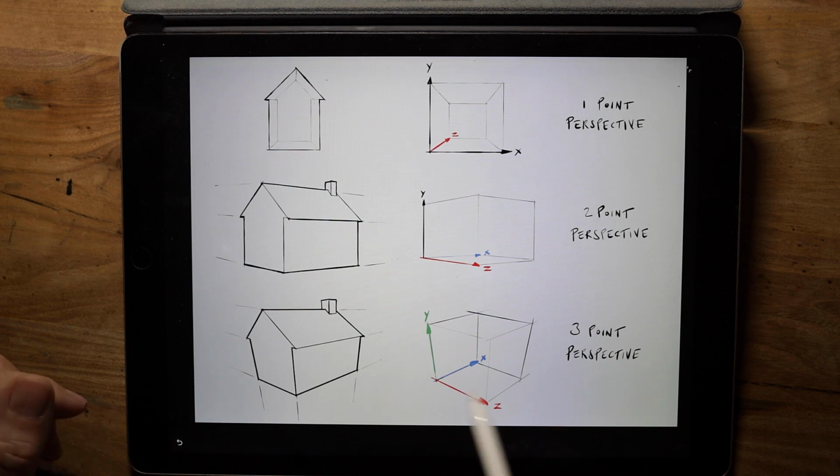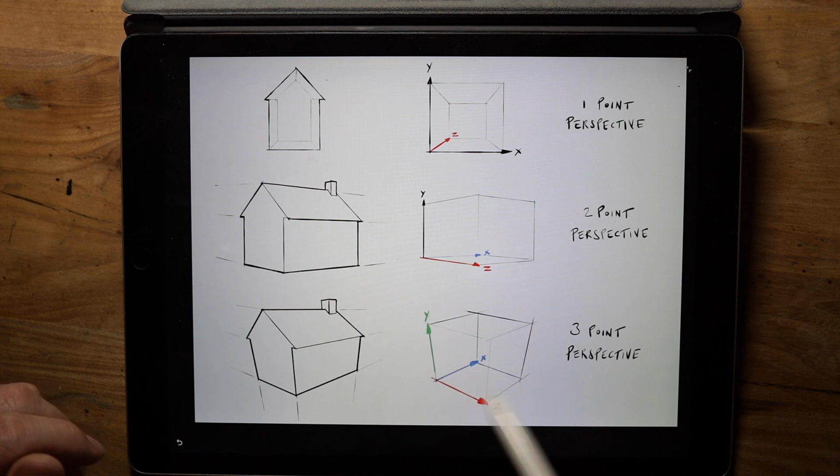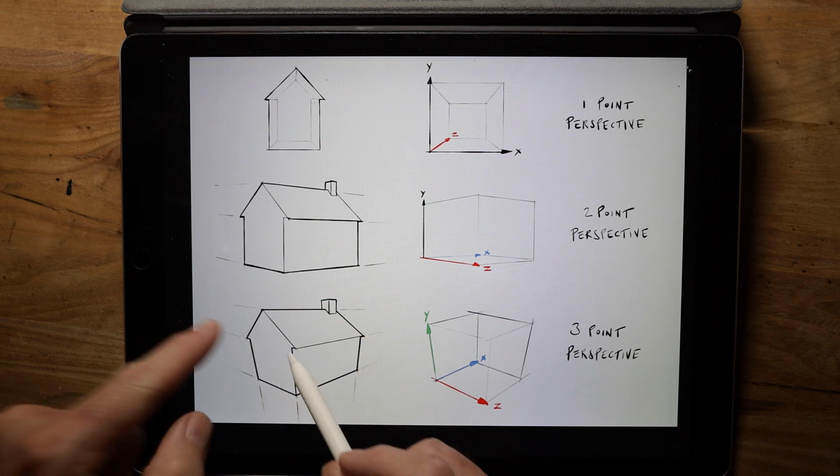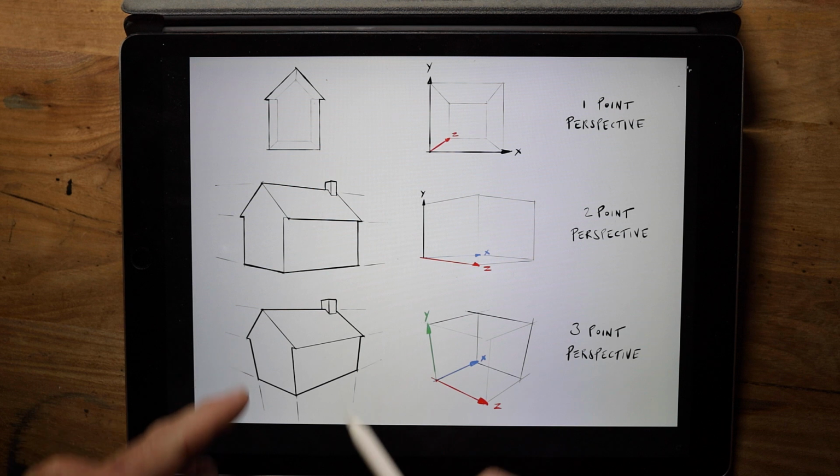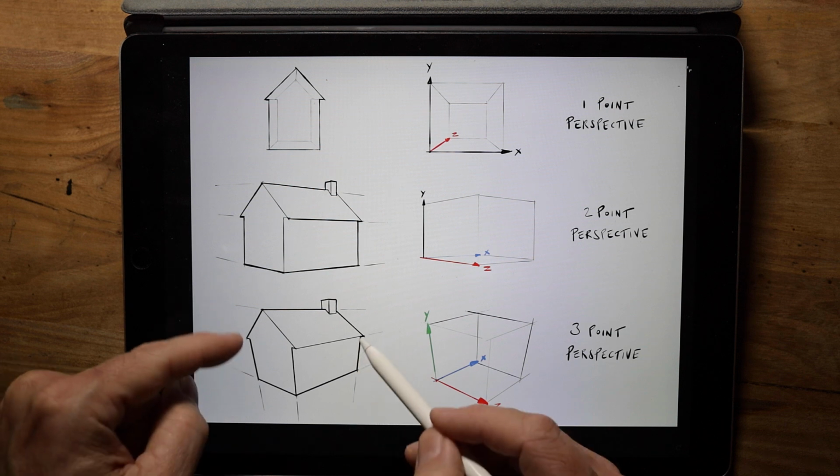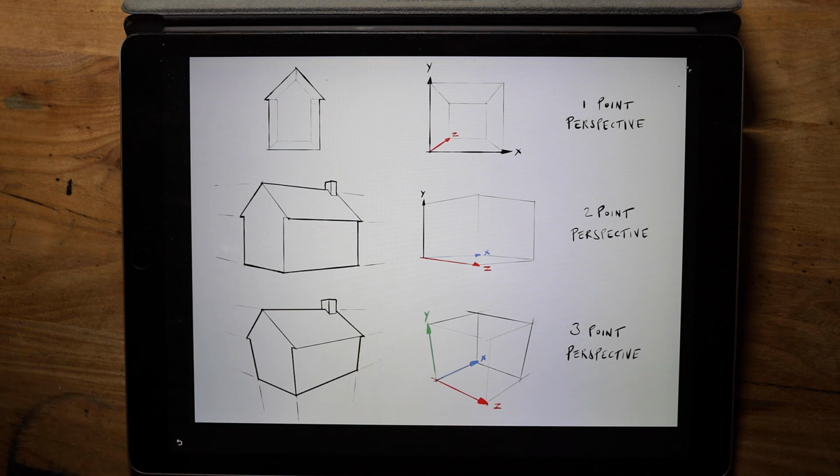So here we are. In 3 point perspective, we've decided that the rules are going to be that all 3 axes will be acted upon by vanishing points. So our verticals are no longer perfectly vertical anymore. They're tilted, and because we're looking down on this building, they will eventually meet up at this vanishing point far below us.